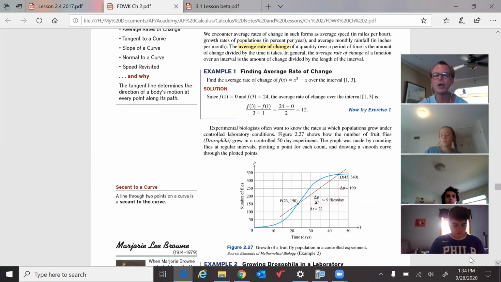Now, example 2 says a different curve. We don't even have the function for the curve. And they're saying this. This is fruit flies. The fruit fly population's in blue. And what do they have? They have a different secant line. After 23 days, you have 150 fruit flies. After 45 days, you have 340 fruit flies. They want the average change from day 23 to day 45.